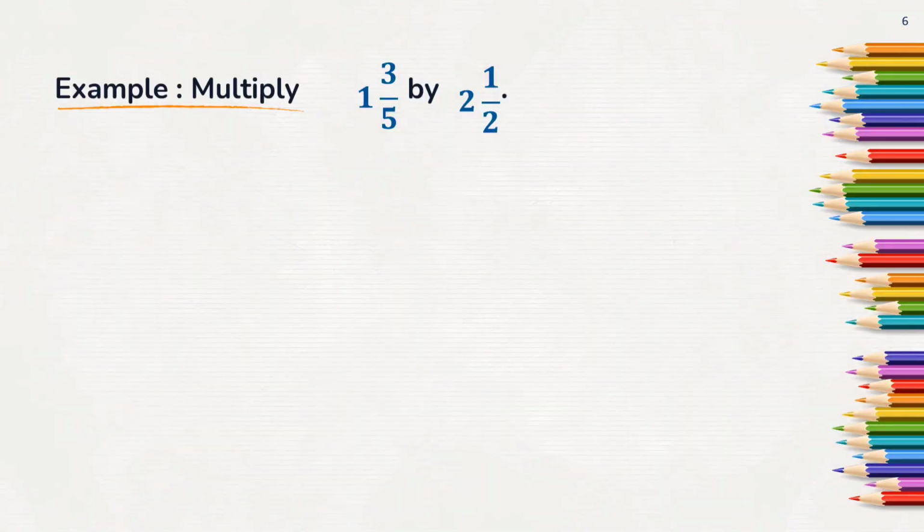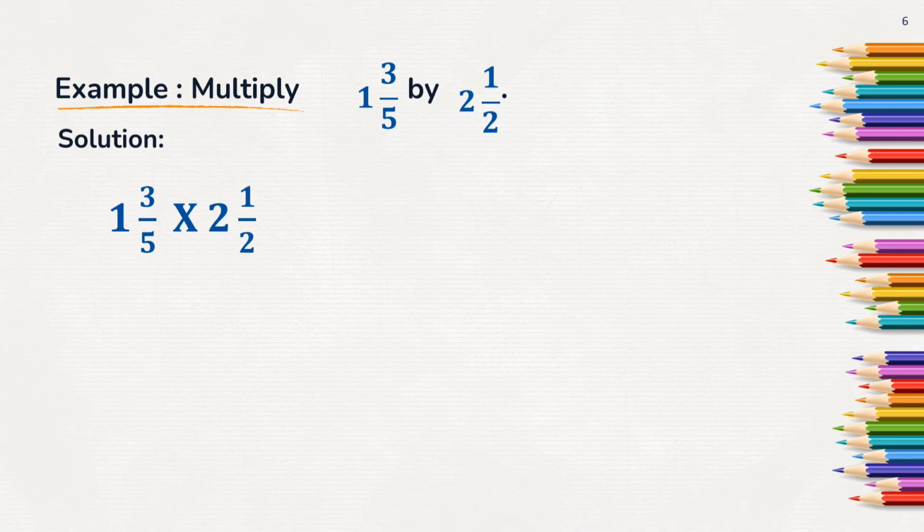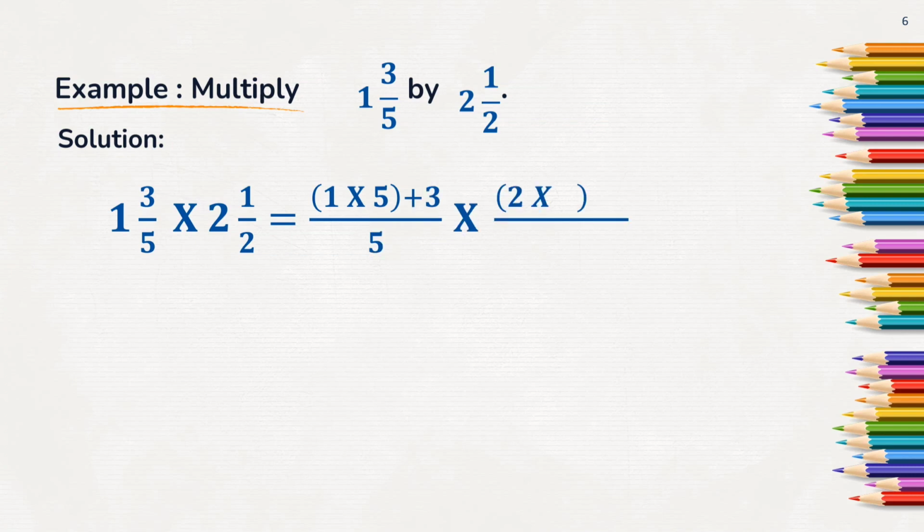Look at another example. Multiply 1 3 by 5 into 2 1 by 2. Both the fractions are mixed fractions, so both need to be converted into improper fractions and then we will multiply. So solution: 1 3 by 5 into 2 1 by 2 is equal to, yes, we'll convert 1 into 5 plus 3 by 5 and then 2 into 2 plus 1 by 2. Yes, this is how we'll convert.